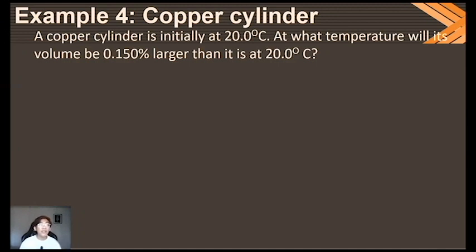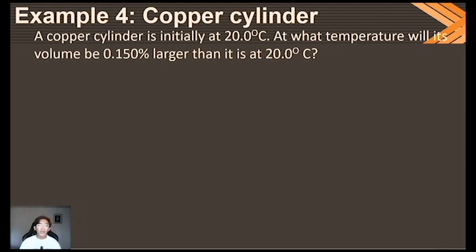Let's now proceed to example number 4, copper cylinder. A copper cylinder is initially at 20 degrees Celsius. At what temperature will its volume be 0.150% larger than it is at 20 degrees Celsius?